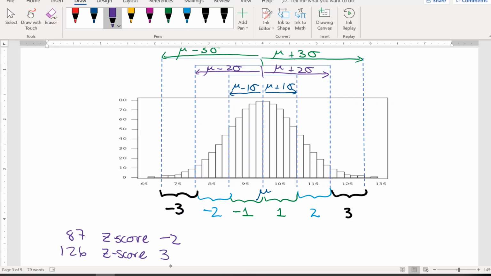Now let's suppose you had a data value of 96. It's 1 standard deviation from the mean, and it's to the left, so it would have a z-score of -1. Let's do one more example. Let's suppose you had a value of 115. Its z-score would be 2 because it's within 2 standard deviations to the right of the mean. And those are z-scores.